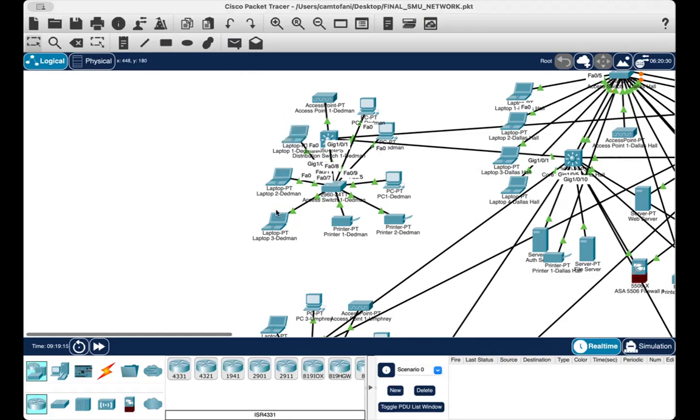So before we even had that set, we were able to ping from laptop 1 to laptop 2, and we could see that this comes up as successful.